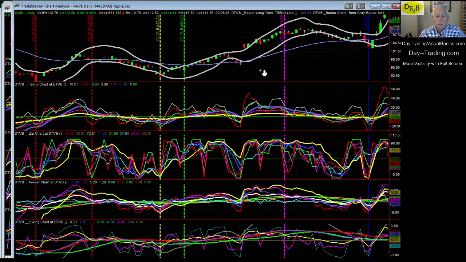Now, red peaks and red spikes have a huge high probability ratio. I mean, above 95%. They're going to go reverse. They are a reversal pattern, and they're going to reverse the next day.